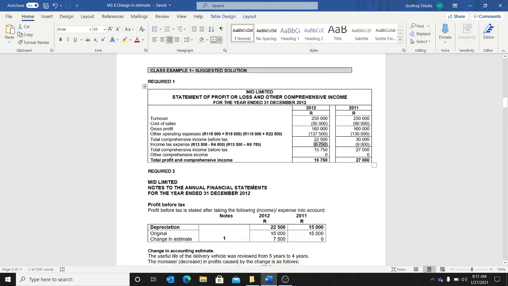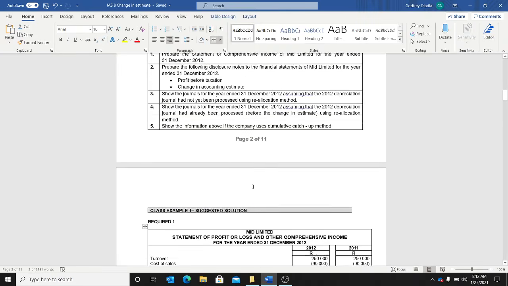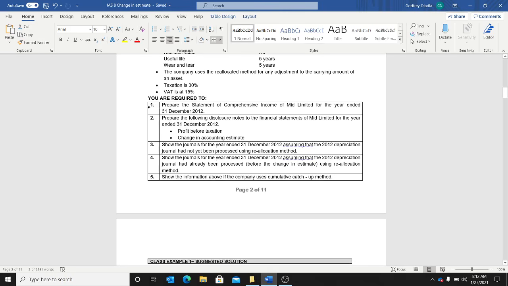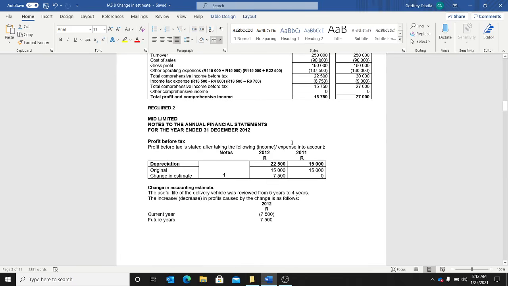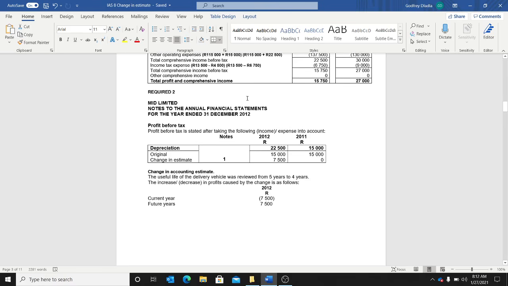Now, those are the changes you'll effect when you are responding to number 1 here, using this method. Okay. Now, they then say in number 2, prepare the following disclosure notes: the profit before tax, the change in estimate. When you're dealing with the profit before tax note, which is this one here, you'll write your information here. It says profit before tax is stated after taking the following income/expenses into account.